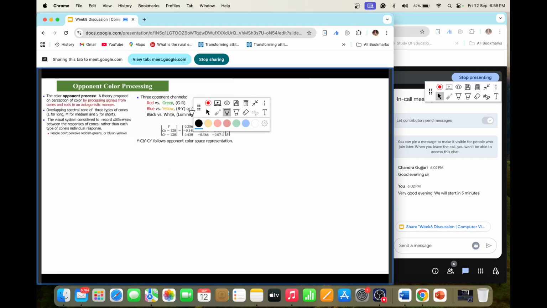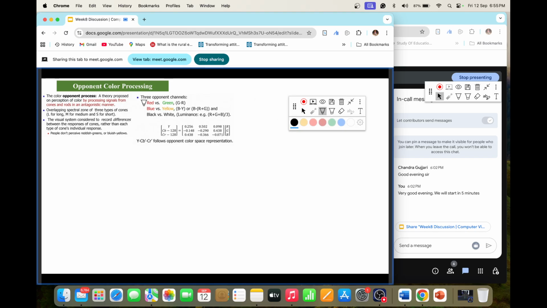Next we have the opponent color spacing. It is complementary to your YCbCr model. It is based on a theory of color perception proposed on processing signals from cones and rods in an antagonistic manner. The overlapping spectral zones of the three types of cone, L for long, M for medium, and S for short. The visual system is considered to record differences between the responses of cones, rather than each type of cone's individual responses. So just forget the theory, you just remember this part.